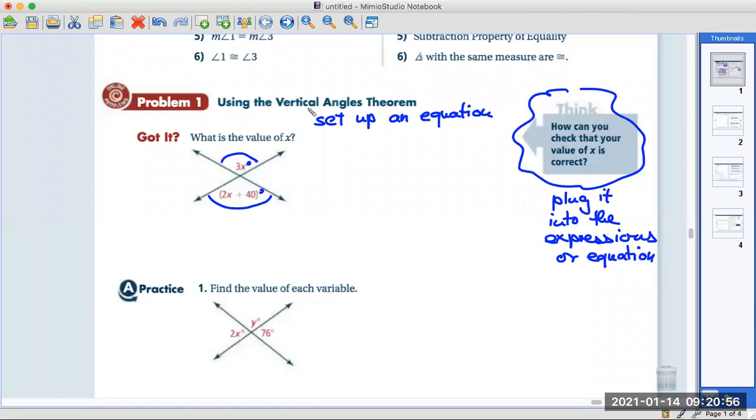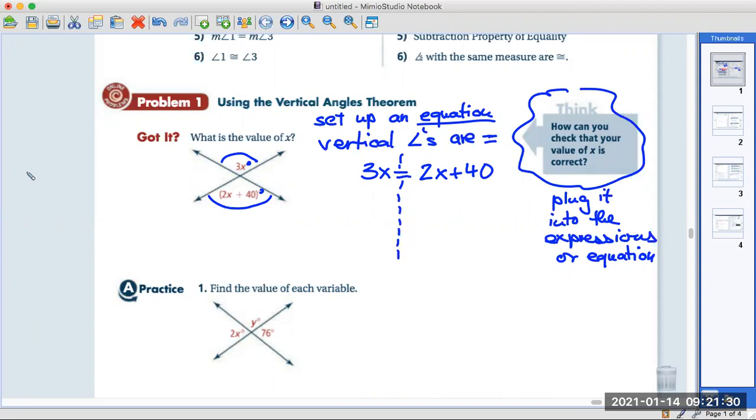All right, so remember, vertical angles are equal. That's my clue. Vertical angles are equal or congruent. So the equal sign tells me that this angle, which all I know is 3x, is equal to this angle, and all I know is that that angle is 2x plus 40. And now you have an equation. This is an equation you have to solve, and that's another task you might have a hard time with.